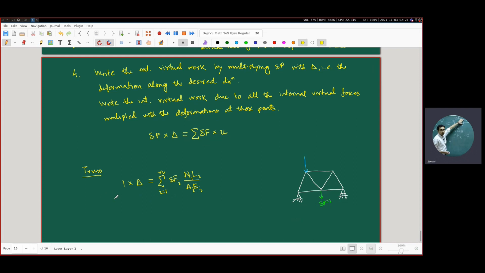Okay, so this is for a truss, of course. You will have other examples, like beams. Okay, so for beams, it will be something like this. Beams, considering bending, it will be like 1 into delta is equal to, well, this sigma will then become an integration. So plus this thing is going to become, so let me just write this thing. Okay, yeah, you'll see.